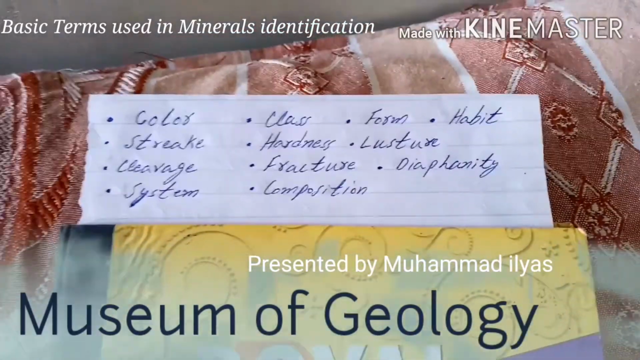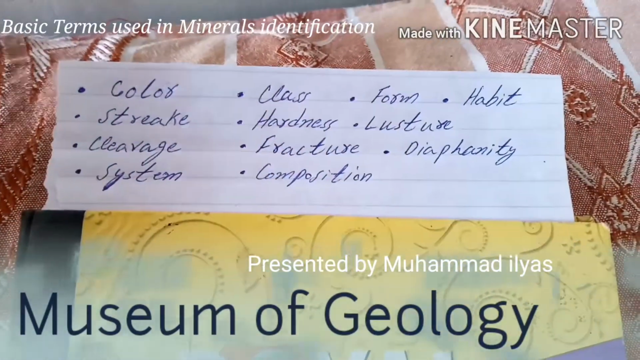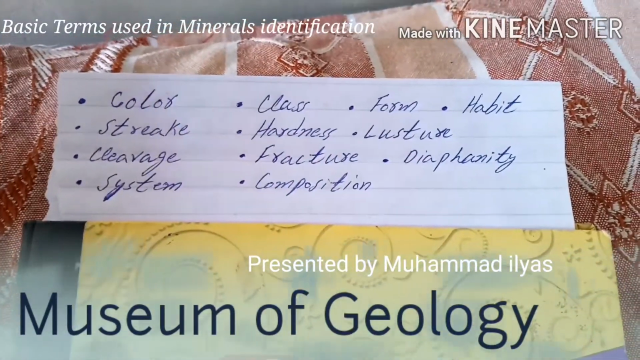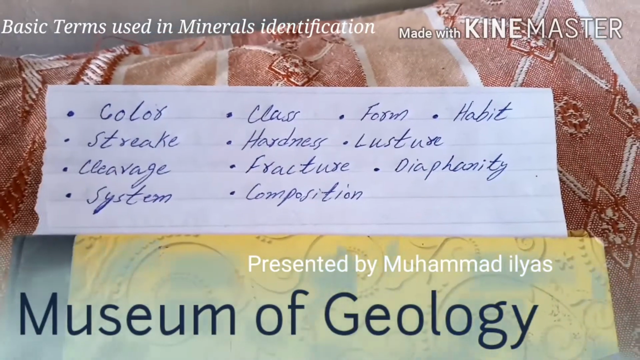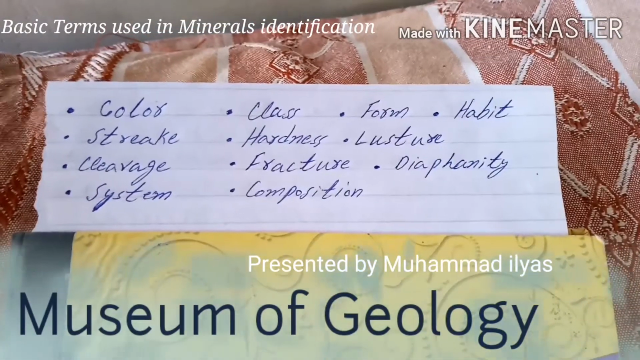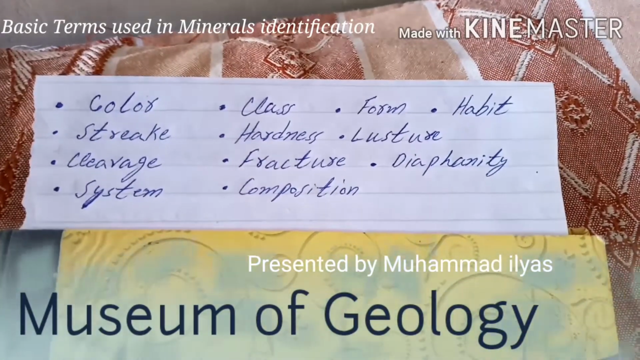So first of all, you must know what minerals are. A mineral is a naturally occurring inorganic crystalline material with a unique chemical structure. A naturally occurring inorganic crystalline material with a unique chemical structure is called a mineral.